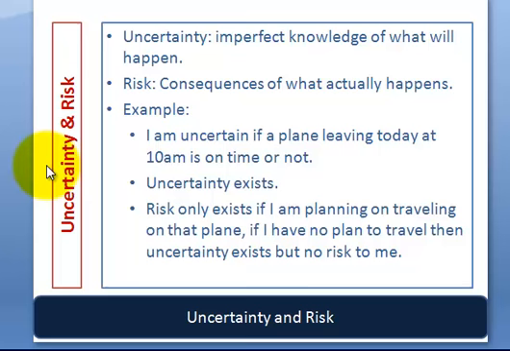Let's talk a little bit about the difference between risk and uncertainty. Uncertainty is where we're uncertain what's going to happen. We don't know what's going to happen, right? So I'm uncertain if a plane leaving today at 10 a.m. is on time or not. So uncertainty exists. Now, risk is a consequence of what actually happens. If I'm not on that plane, there really isn't much risk to me whether it's on time or not. There's only risk if I'm on the plane. So there are lots of things that are uncertain in the world, but it's only a risk to me and to my assessment if there's some sort of consequence of what happens to me. So if I'm not booked on the plane, yes, there's uncertainty, but there's zero risk.